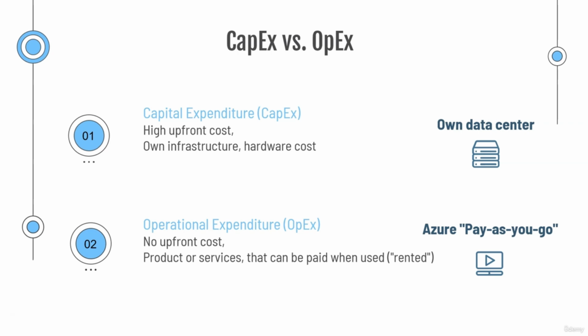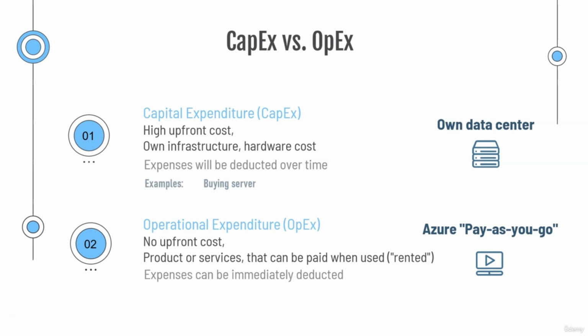But this is also beneficial from a tax standpoint, because operational expenditure can be deducted from taxes immediately as we have those expenses. While with the capital expenditure, when we, for example, buy our own data center, we have very high upfront costs, and those costs can be only deducted over time from the taxes. Examples for that, as I've already mentioned, is buying a server. So everything where we have very high upfront cost.